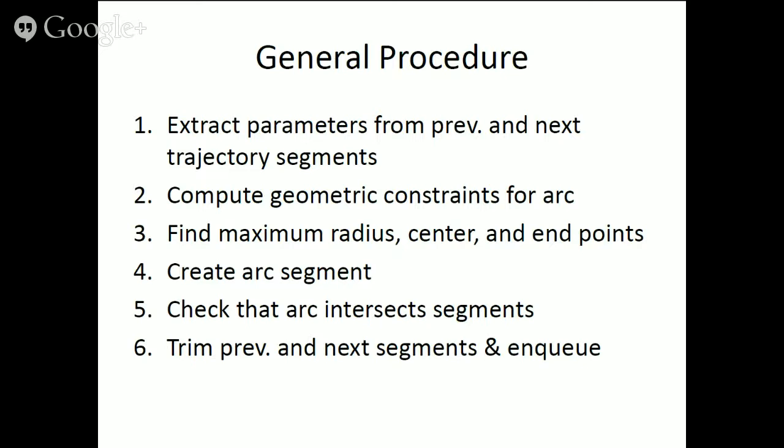And so what matters is just for any pair of these segments, you look at them, compute the geometric constraints, find the radius, center, and endpoints, and then from that information, you can create a new trajectory segment representing that arc, make sure that everything lines up nicely, then trim the previous and next segments and add it in. You basically repeat that every time you add a new segment to the queue, and overall you get a tangent path that basically alternates line, arc, and so on.